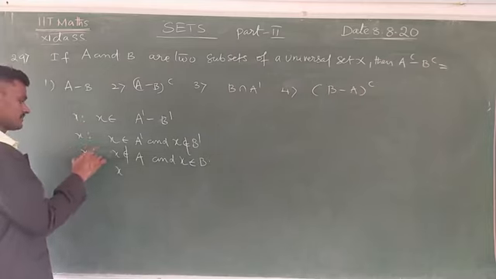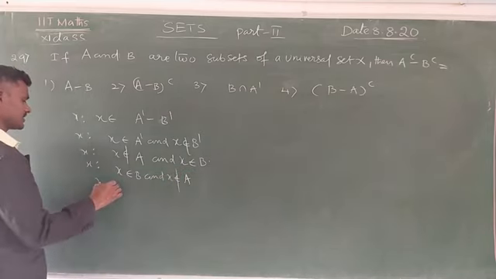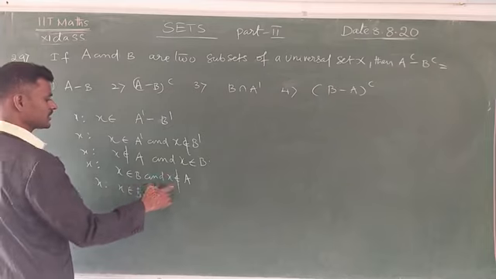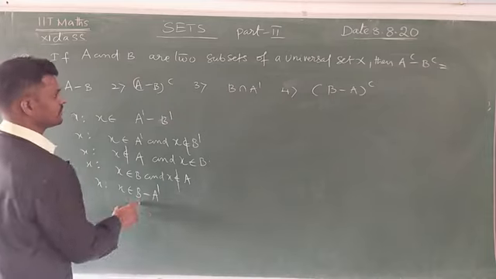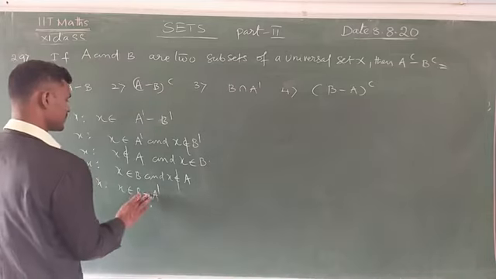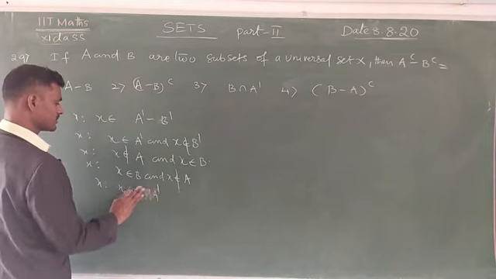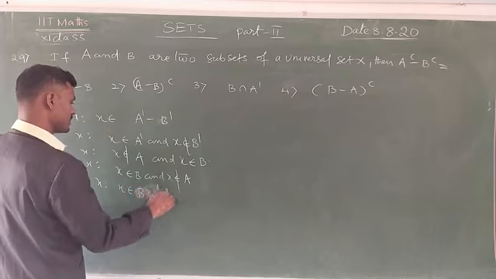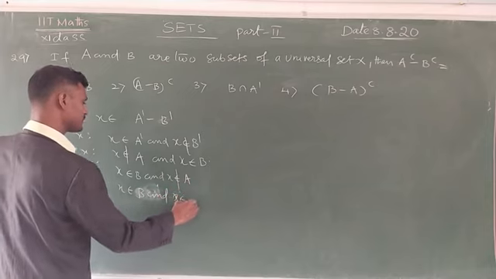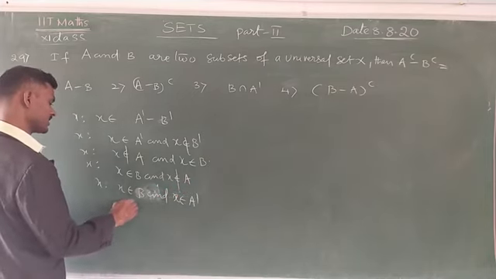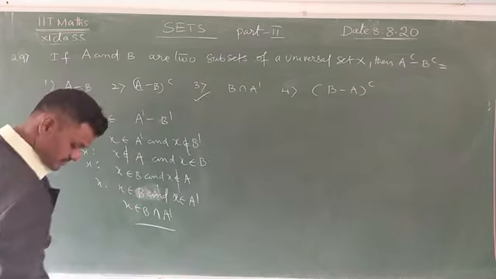First you can write here X belongs to B and X does not belong to A. Then X belongs to B, and here A dash means X does not belong to A. Then B minus A, or B intersection A dash. Once again, X belongs to B and X does not belong to A means it belongs to A dash. Now X belongs to B intersection A dash. Which option? Third option. Note.